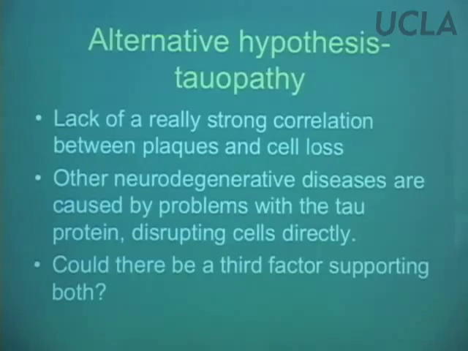And then looking at the tangles, other neurodegenerative diseases that are rarer than Alzheimer's disease, things like frontotemporal dementia, are definitely caused by problems with the tau protein. So in, say, frontotemporal dementia, you don't have plaques, but you have real problems with these tangles and the tau. And that causes dementia and progressive cell death.